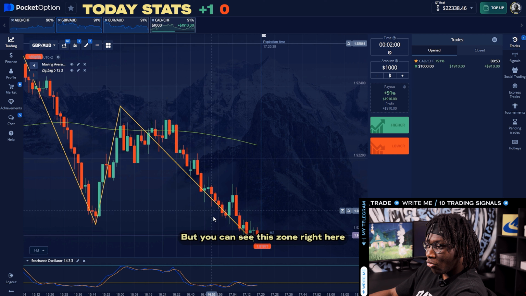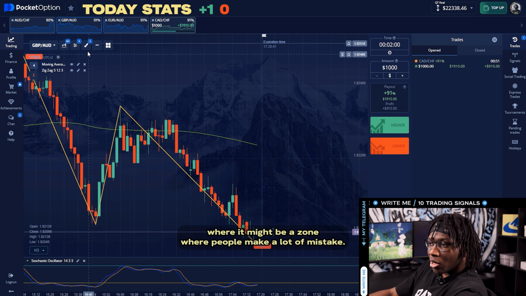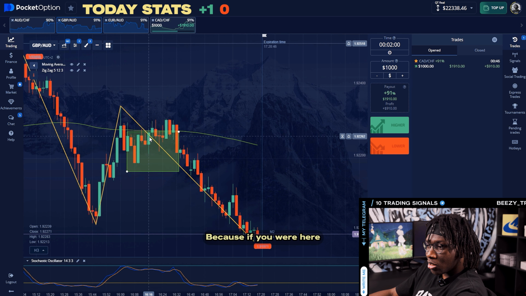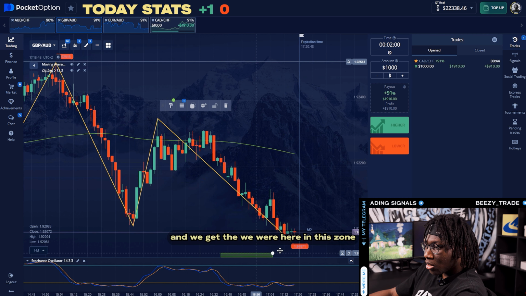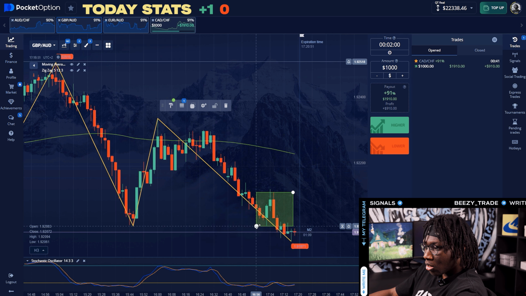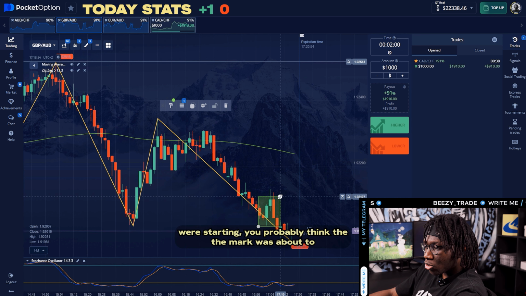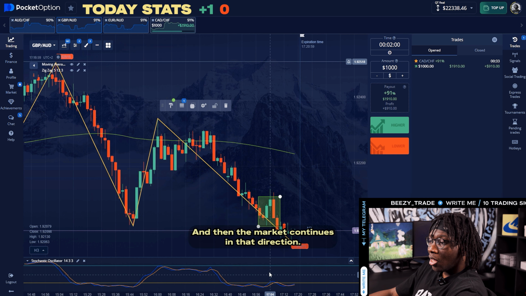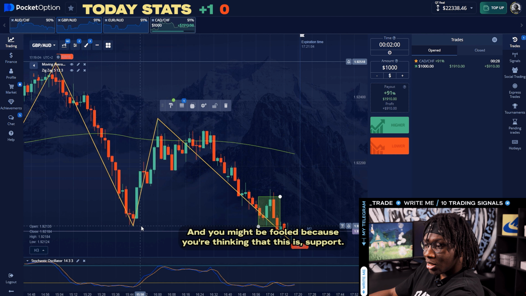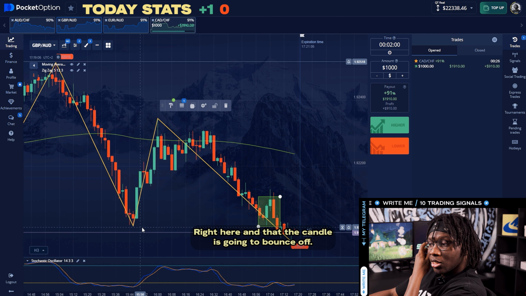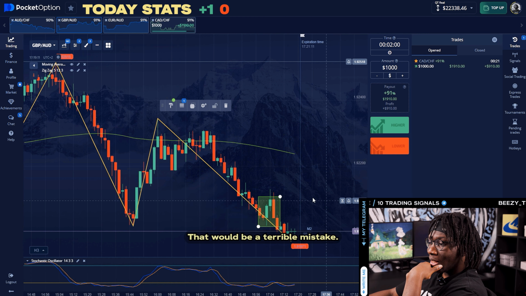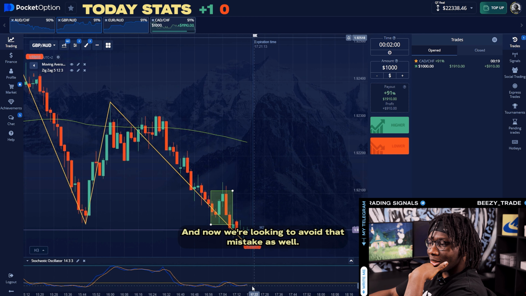But you can see this zone right here, where it might be a zone where people make a lot of mistakes. Because if you were here in this zone, right when these first two candles were starting, you probably think that the market is about to pull upwards, right? And then the market continues in that direction. And you might be fooled because you're thinking that this is support right here and that the candle was going to bounce off of it. That would be a terrible mistake. And now we're looking to avoid that mistake as well.